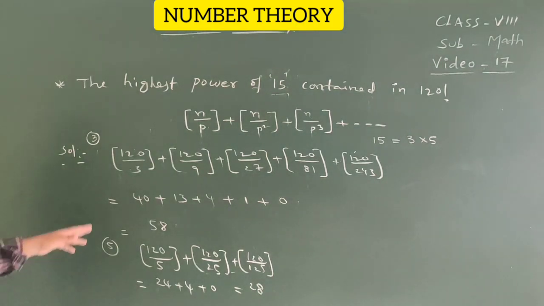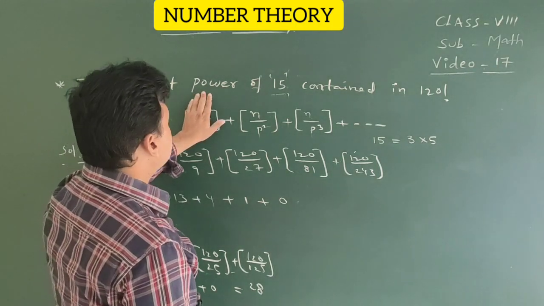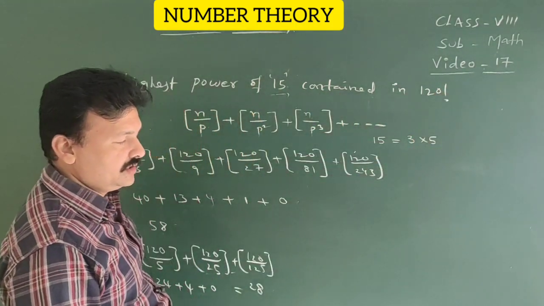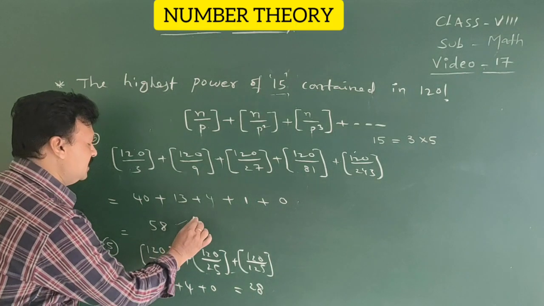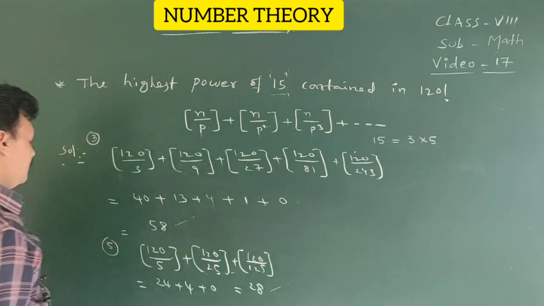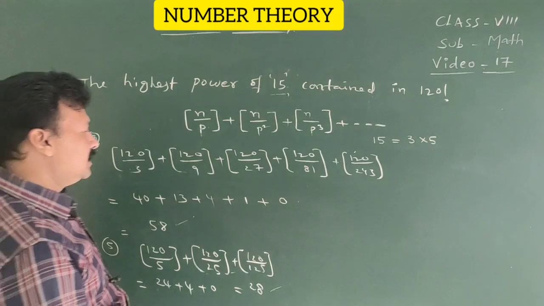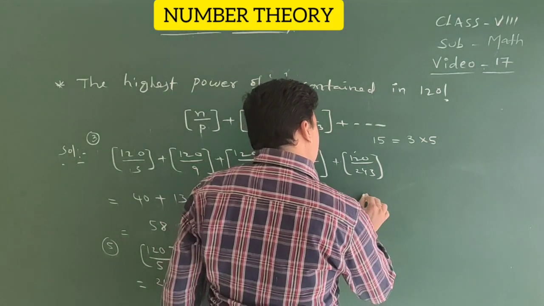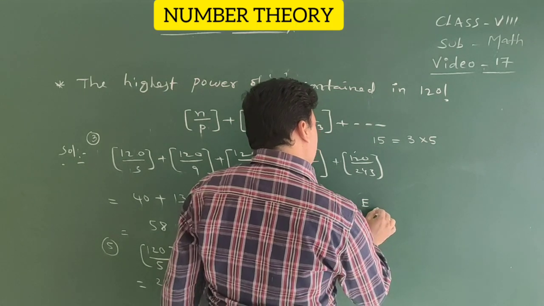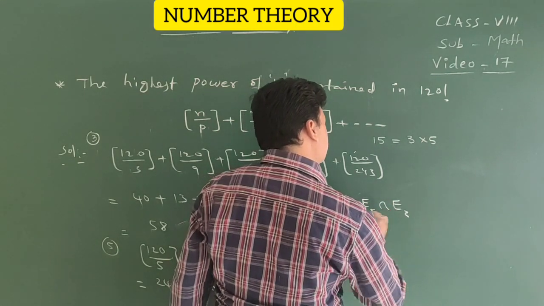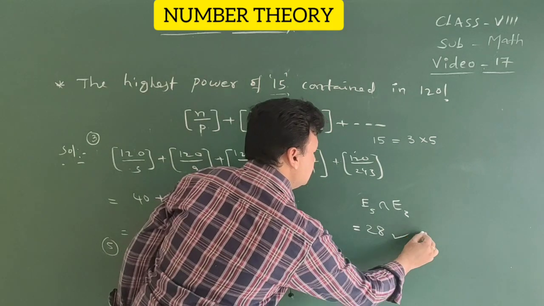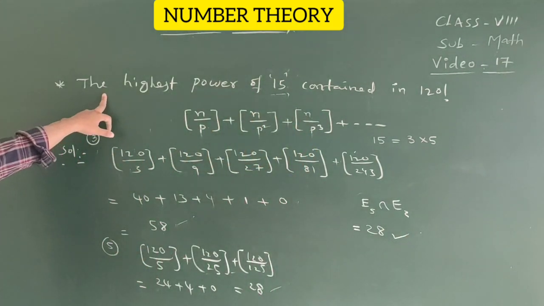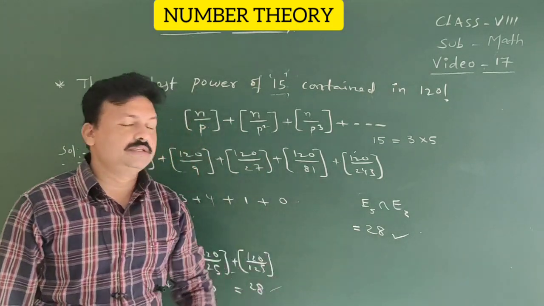Here we need to observe once. You need to find the highest power of 15 contained in 120 factorial. For that, we require the highest power of 3 as well as the highest power of 5 contained in 120 factorial. Highest power of 3 is 58. Highest power of 5 is 28. The minimum of the two is 28. That's why the highest power of 15 contained in 120 factorial is 28.